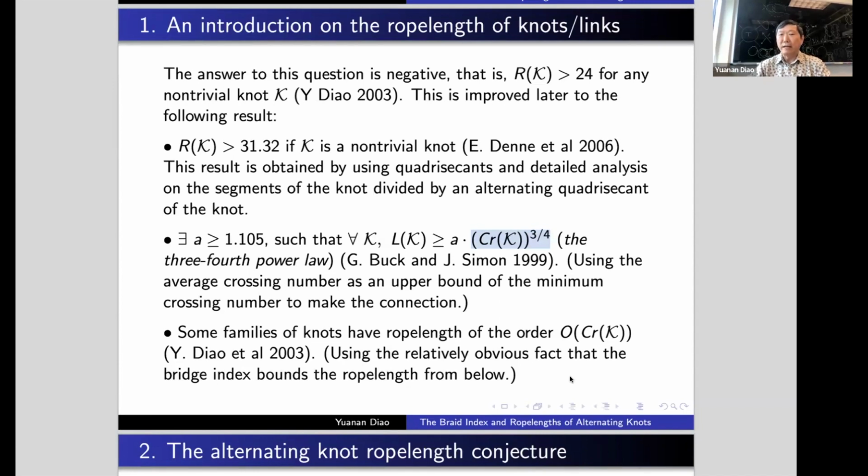In other words, what we know now is that for any knot or link, the rope length is somewhere between their crossing number to the 3/4 power and their crossing number, of all the ones we can construct. And this linear order result is basically obtained by using the fact that the bridge index bounds the rope length from below. All those bounds I'm talking about always involve a positive constant, which I just hide with a big O to make the presentation a little simpler.